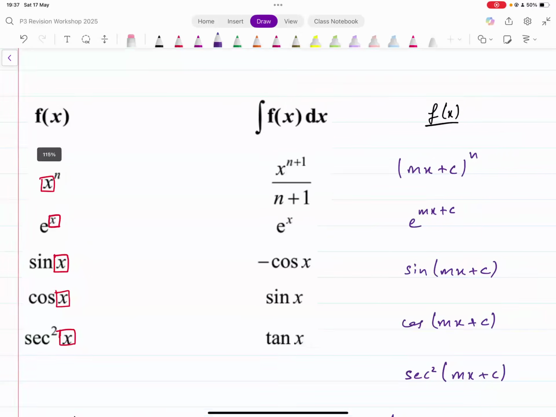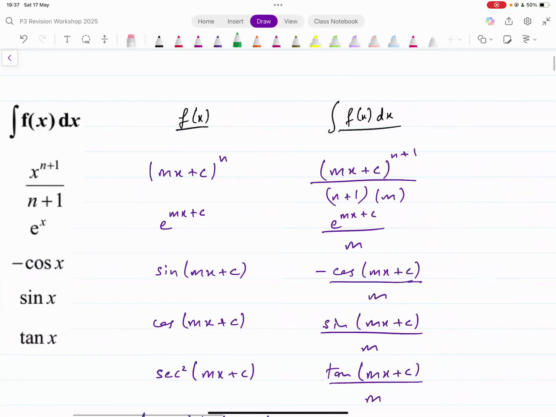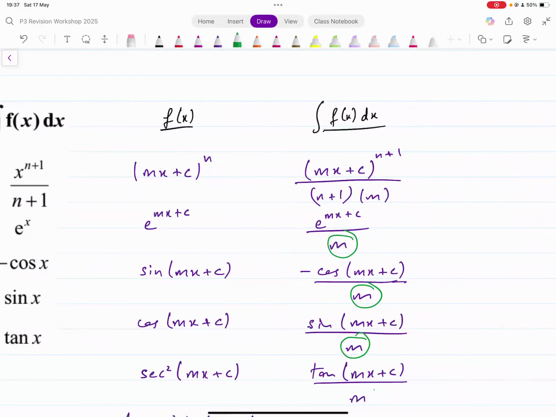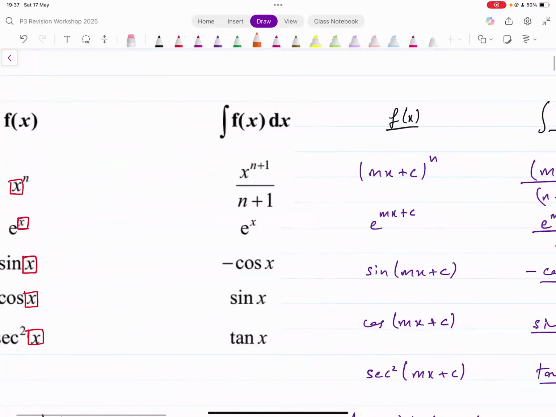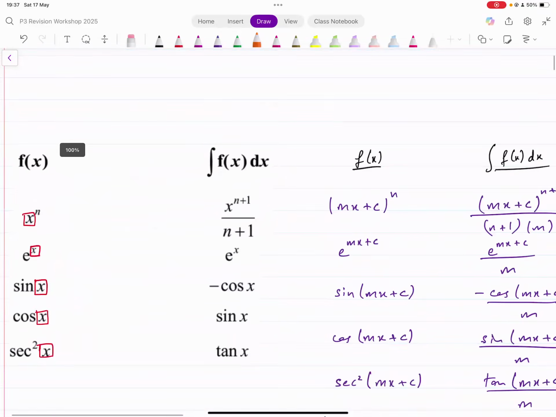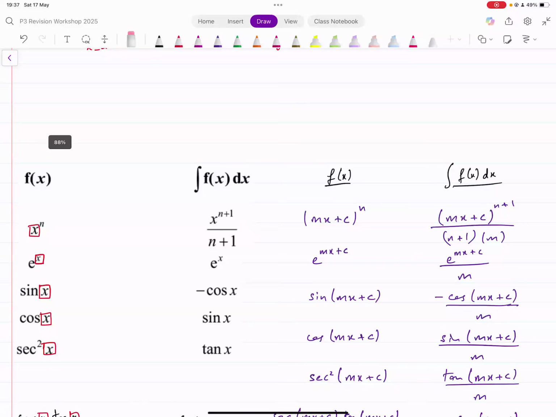Okay. If x is replaced with any other linear expression in these, then the rule remains the same as before. There's one additional step, and that is that you also have to divide by the derivative of that expression. That will be m, so you divide by that. And again, for using these rules, you can only have a linear expression in place of x. If it's something else, then you cannot apply these rules. Okay. Now, these are some rules that are given in the formula sheet directly. You need to be able to use them.